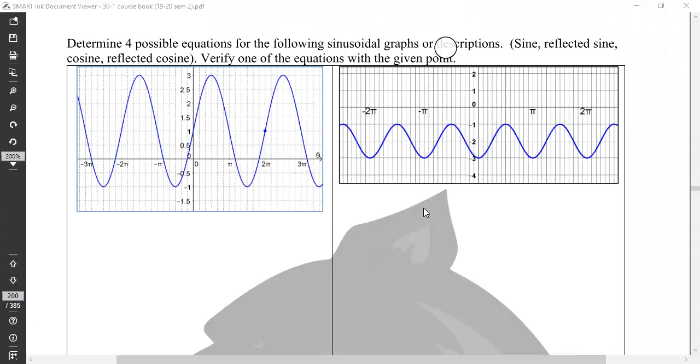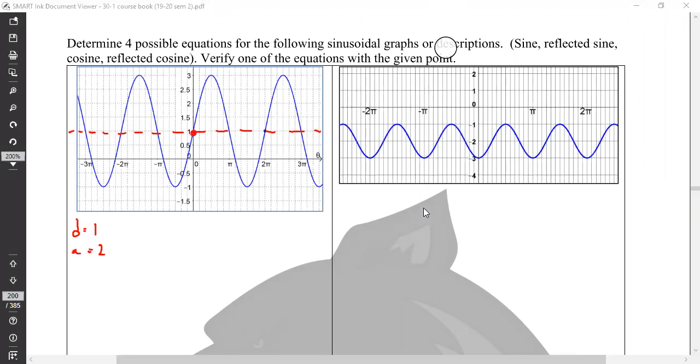A couple more. Determine 4 possible equations for each of the following: sine, reflected sine, cosine, reflected cos. Verify one of the equations for the given point. All right. So let's start to streamline this. We have a median at 1. It goes up by 2 and it goes down by 2, up to a maximum of 3 and a minimum of -1. Therefore, we can infer that D is equal to 1, A is equal to 2.